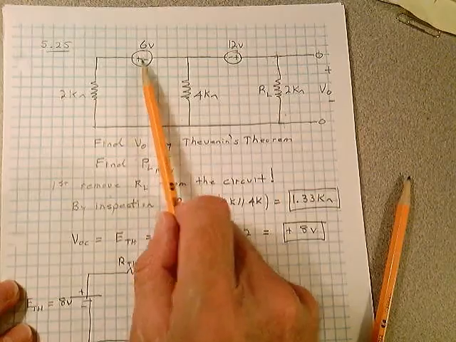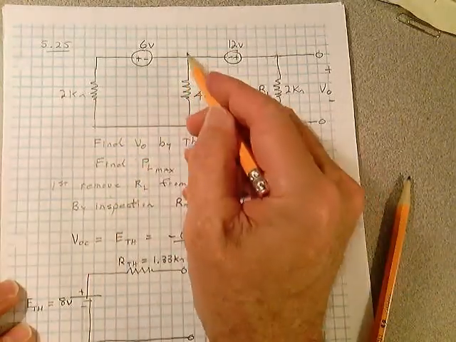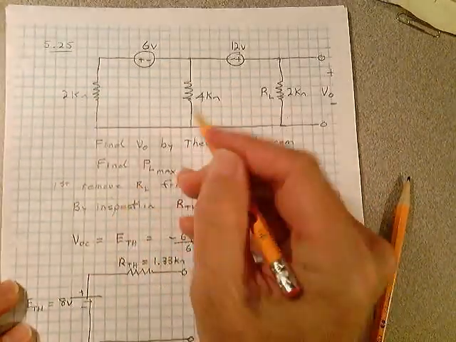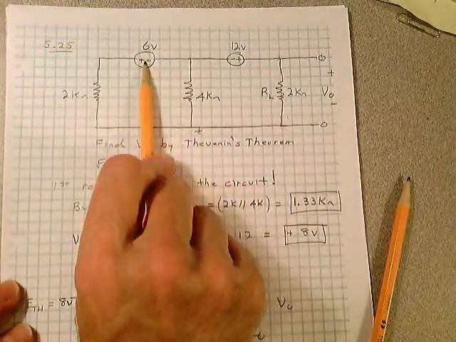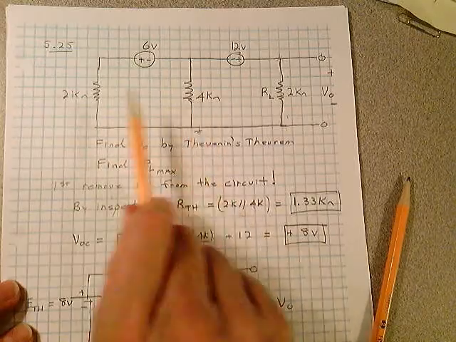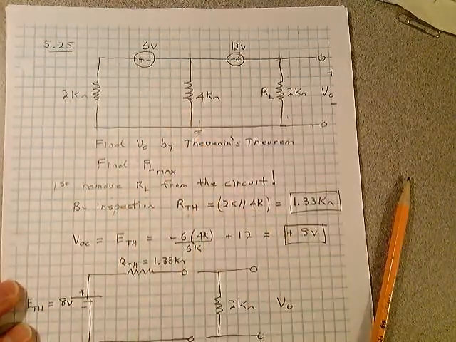So what part of this voltage is across this resistor, with this being a reference point? Well, it's -6 times 4K divided by 6K. It's the voltage divider rule.